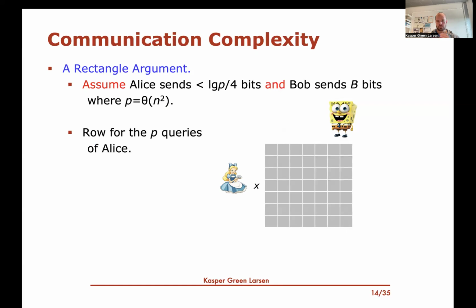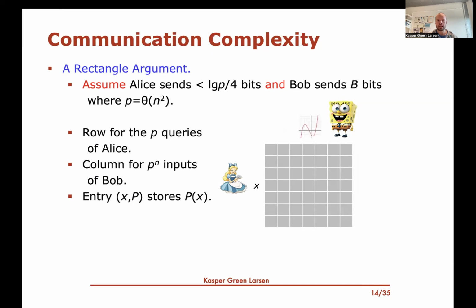The way we're going to do it is we're going to look at this matrix where there's a row for each of the possible queries of Alice. So for every x in the field, there's a row. There's a column for each of the possible polynomials that Bob could have as input. There's p to the n different possible inputs. And in each of the entries of this matrix, we just store the answer to the query x on the polynomial p.